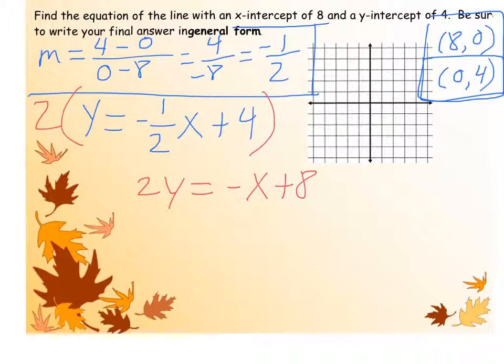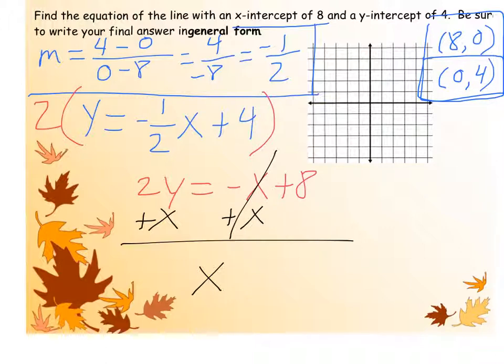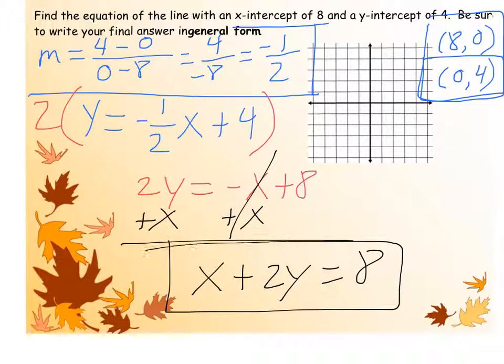The last step I would have to take to get this to general form would be to add x to both sides. Those would cancel, and I would end up with x plus 2y equals 8, and that is my final answer. I have the equation of this line that goes through the points (8, 0) and (0, negative 4), and I have found that equation in general form, which is all I have been asked to do.